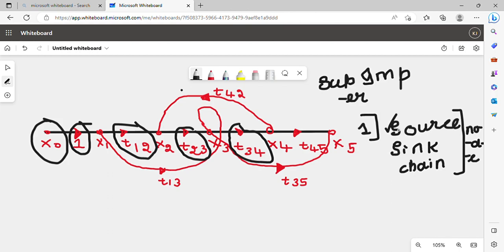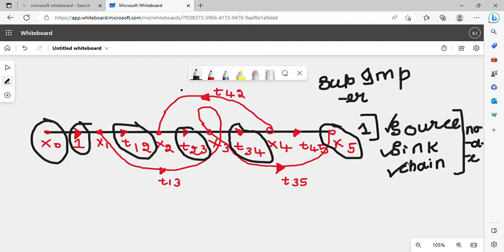Okay, source node got clear. What is my sink node? My sink node is the node which consists of only incoming branches, that is xn. For xn, you can see that all these branches, t45, t34, t23, t12 and so on, are entering xn. So that is why you can tell xn is a sink node, the node which consists of incoming branches.